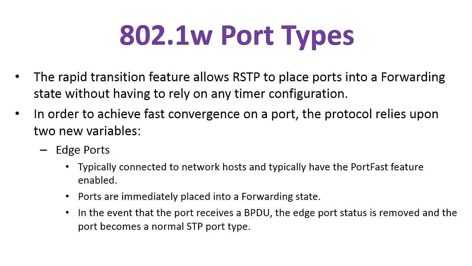What makes 802.1w perform so well is that the rapid transition feature allows RSTP to place ports in a forwarding state without having to rely on any timer configuration. Now, in order to achieve fast convergence on a port, the protocol relies on 2 new variables. These are edge ports, which are generally connected to endpoint devices, workstations. This immediately goes into a forwarding state by using the port fast feature.